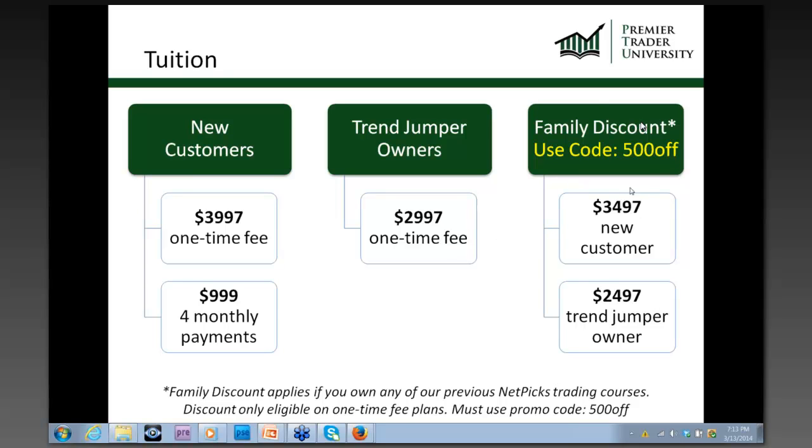And then a family discount. If you've purchased one of our past systems, if it's Trend Jumper or whatever, then here is the structure for you guys, and we're going to give you a $500 off coupon that you just need to key that code in, $500 off, and you'll get an additional $500. So for you, the price would be $24.97 in that case. For a brand new person coming in, you can take advantage of the $500 off coupon, and so the total price in that case would be $34.97. Those are on the full pay plans.